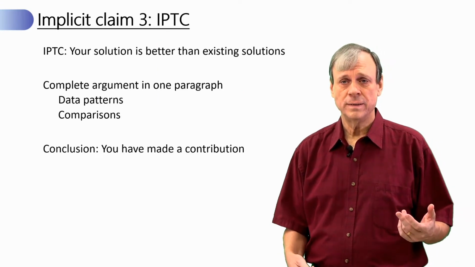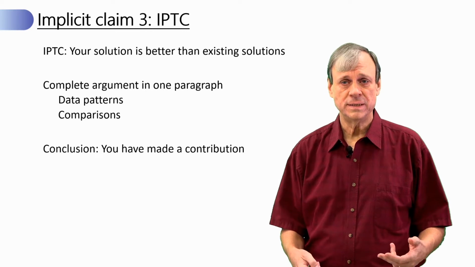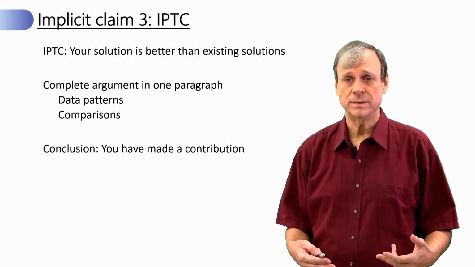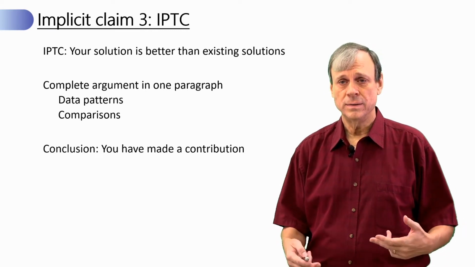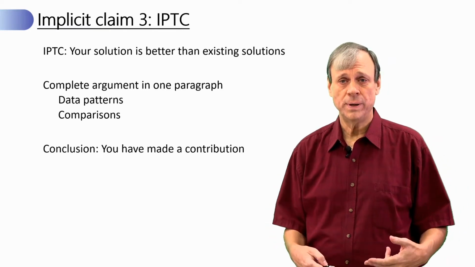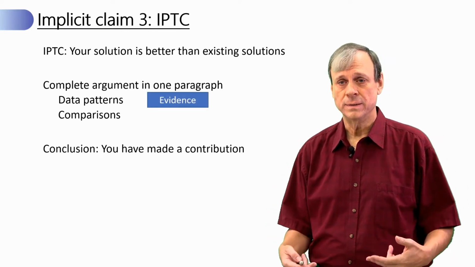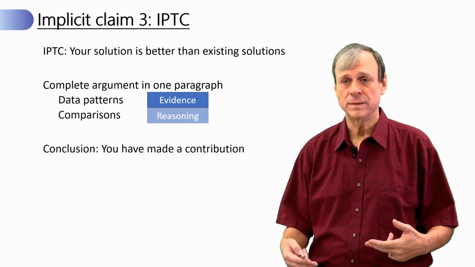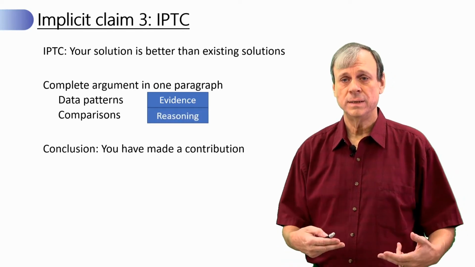On the other hand, in the implicit claim 3 in IPTC, that your solution is better than existing solutions, you may have a complete argument in one paragraph with both the evidence, the data patterns, and the comparison, the reasoning, in the same paragraph.